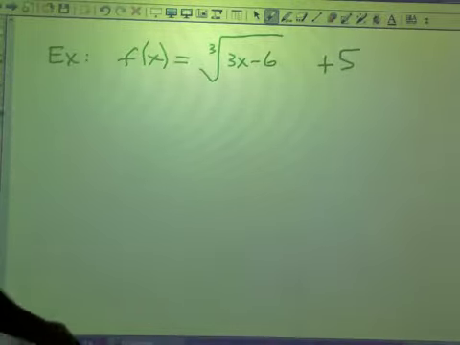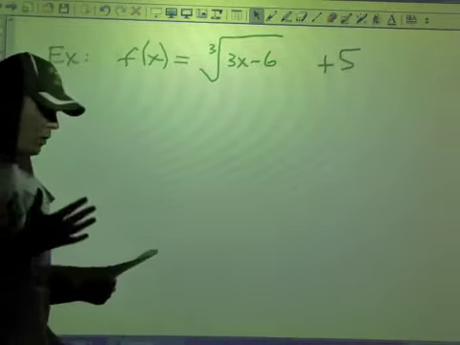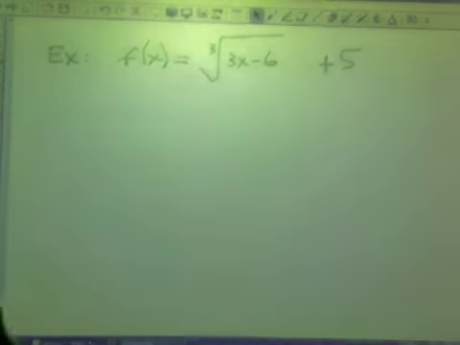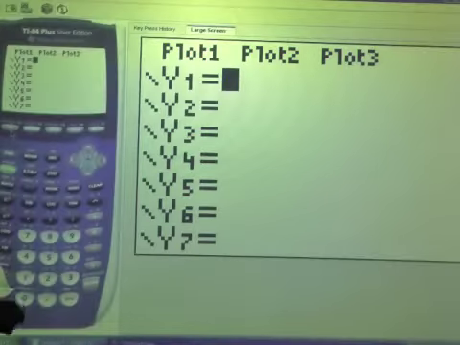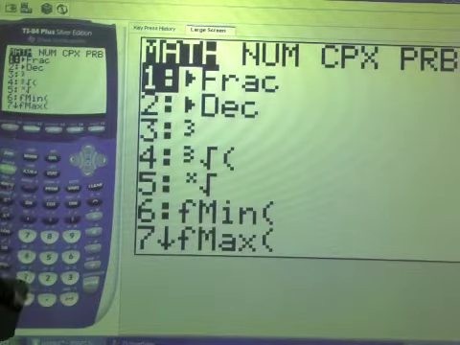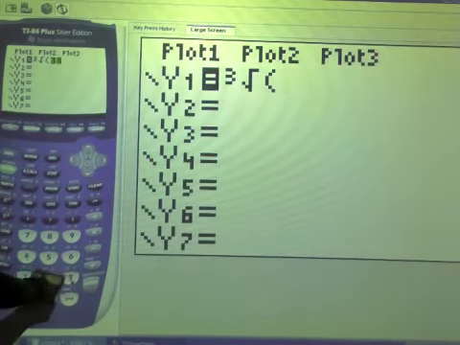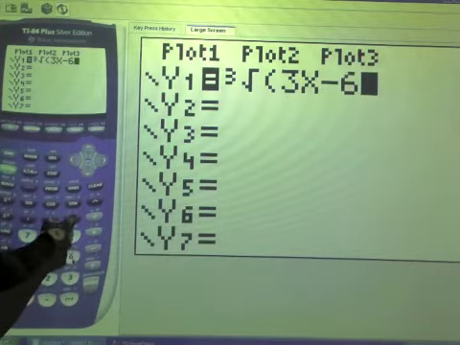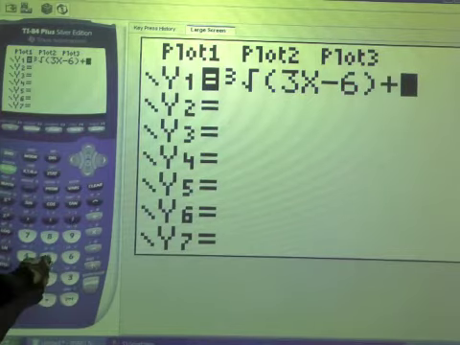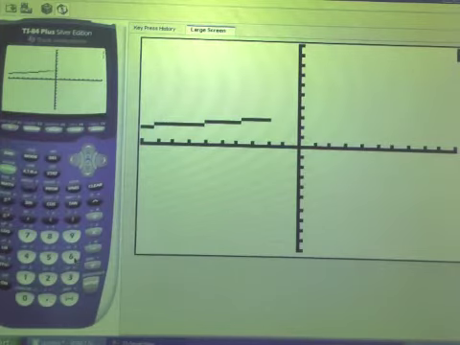So let's take a look at the graph of this and see if we can classify. The question is going to be asking you, where is this differentiable? Okay. So let's take a look at the graph. So it is cube root of 3x minus 6, and then plus 5 at the end. I'll just start with the zoom 6. Hopefully that'll be what I want.